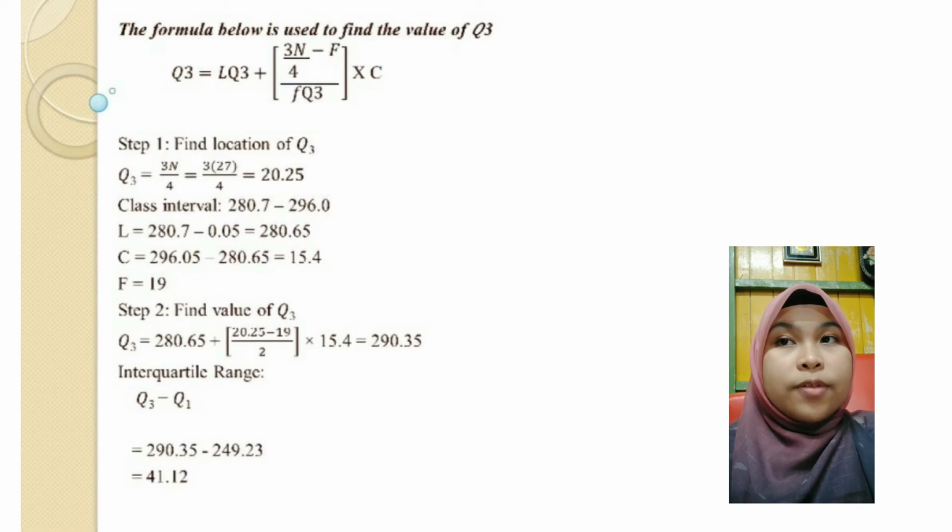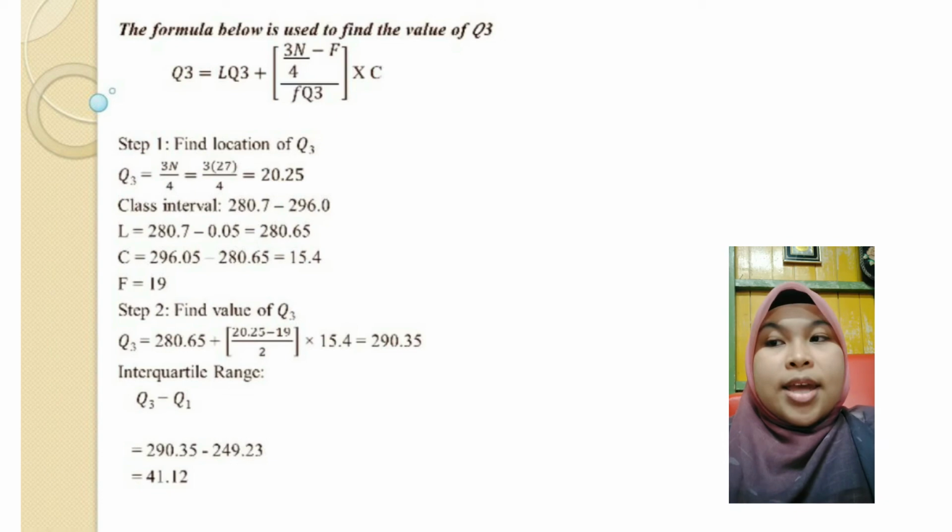The formula below is used to define the value of Q3. Step 1. Find location of Q3. Q3 is equal to 3n divided by 4, equal to 3 times 27 divided by 4, equal to 20.25. Class interval is 280.7 to 290.0. Step 2. Find value of Q3, which is equal to 290.35. Interquartile range, Q3 minus Q1, is equal to 41.12.